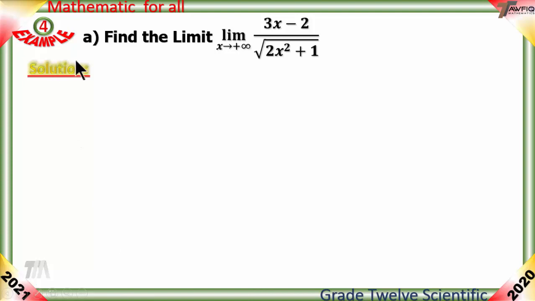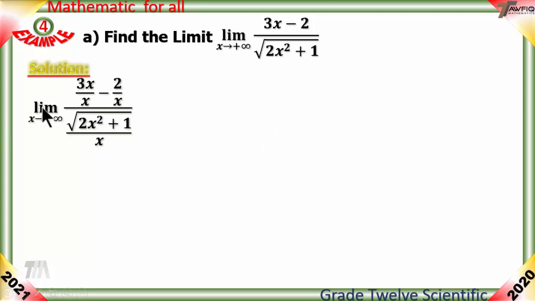Example number 4. A. Find the limit when x approaches positive infinity of 3x minus 2 over the square root of 2x squared plus 1. Here, to find this limit, we must divide both the numerator and denominator by x. It becomes the limit when x approaches positive infinity of 3x over x minus 2 over x, and the square root of 2x squared plus 1 over x.